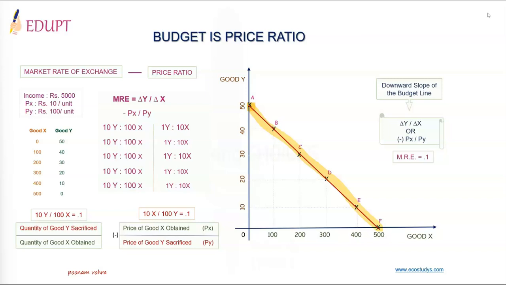It is also explained in terms of the market rate of exchange. That is, the rate at which the market requires sacrifice of one good to obtain extra units of the other good. So the market rate of exchange is the slope. That is, the quantity of the good sacrificed, which is Y, divided by the quantity of the good obtained, which is X. So it is delta Y by delta X.